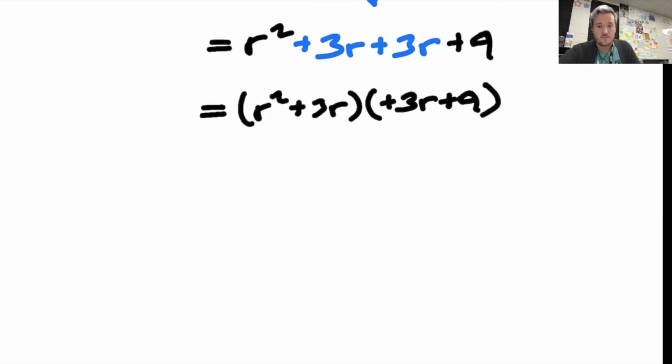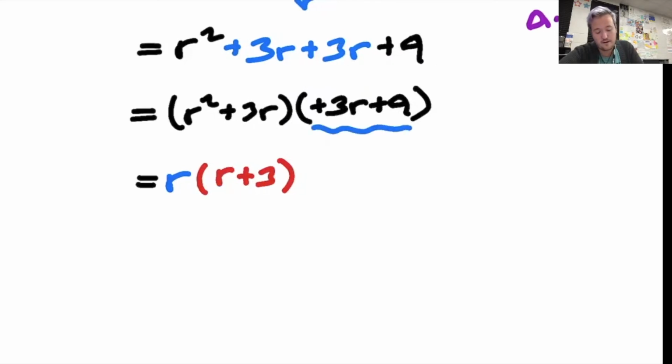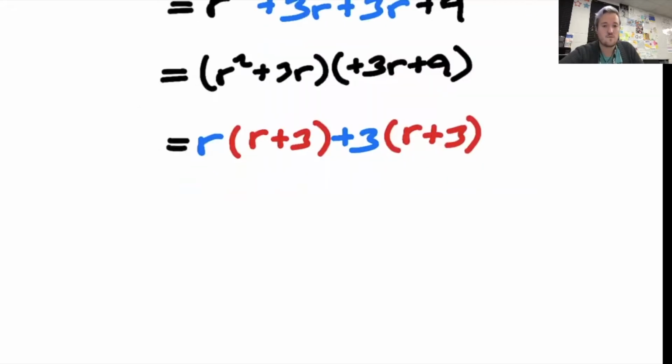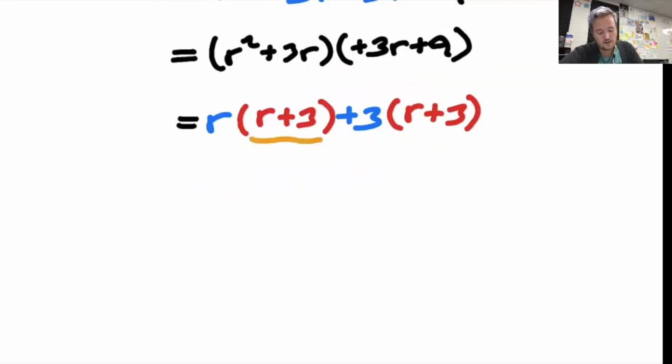All right, so now I want to do my grouping. So out of the first group, I can take out an r value. All right, so when I do that, in parentheses, what I have left is r plus 3. Now if I look at the second group, between 3r and 9, I can take out a 3. So when I take out a 3, I'm going to have r plus 3. So now the binomials in the parentheses here, I'm going to take those out. So I'm going to write r plus 3. So when I take those out, both of these are gone. And I just have the r and 3 left.